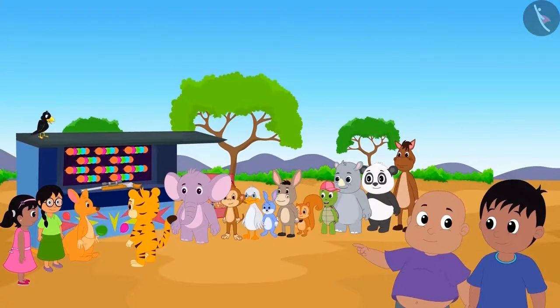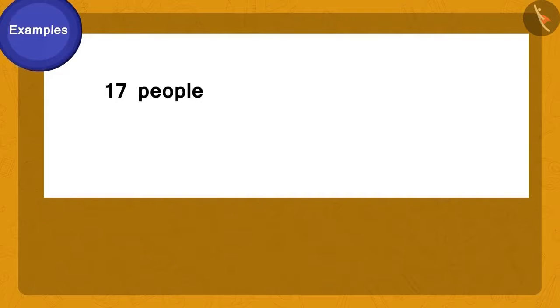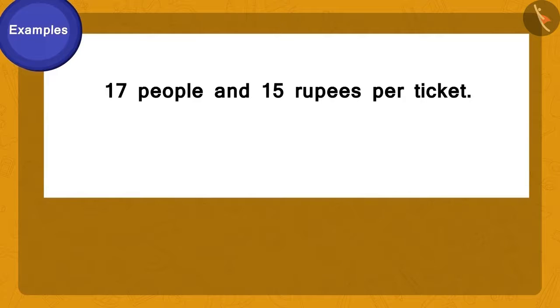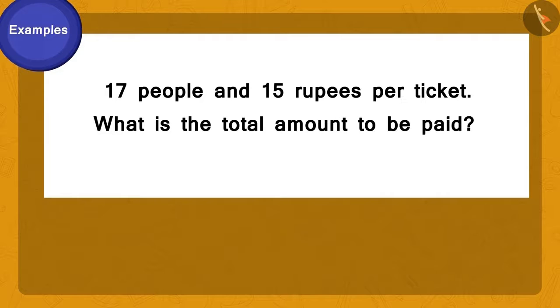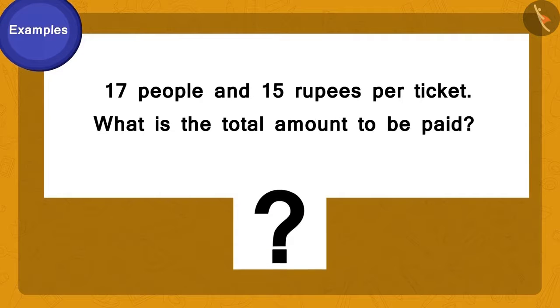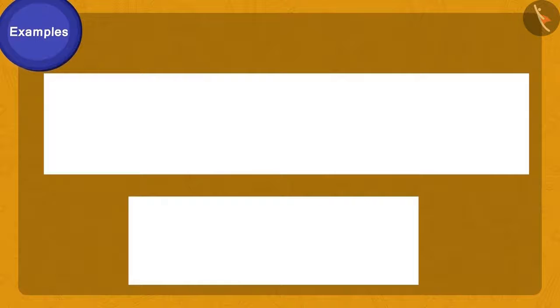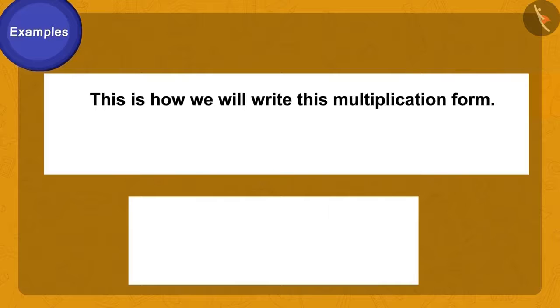Bablu and Raju counted the number of people. Including both of them, there are 17 people. The cost of one ticket for the balloon burst game is rupees 15. Raju and Bablu are unable to calculate how much money they will have to pay to buy the required number of tickets. Come children, let us help Bablu and Raju once again.